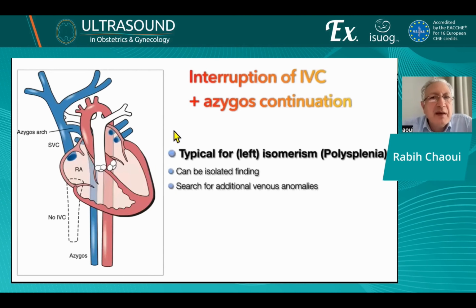Again, as a summary, an interruption of the IVC with azygos continuation is typically found in left isomerism, what was called earlier polysplenia, but it can also be an isolated finding, so you are not always obliged to find a complex cardiac malformation. We have seen it in many cases in isolation, but it can also be a hint for additional venous anomalies you have to seek, and I will show you later a case where this can be the first hint to the next abnormality of the venous system.